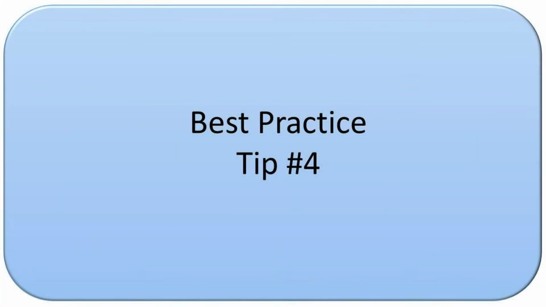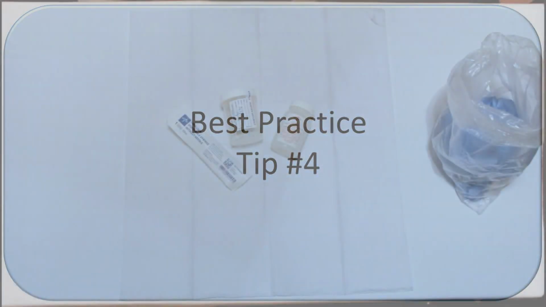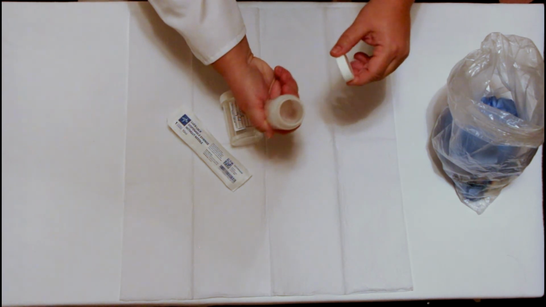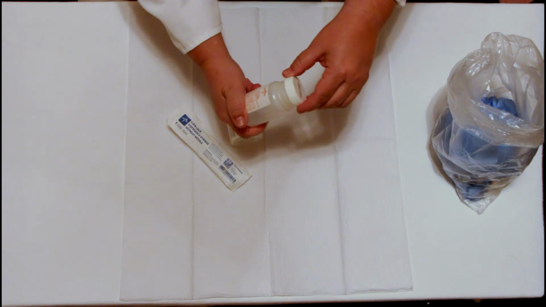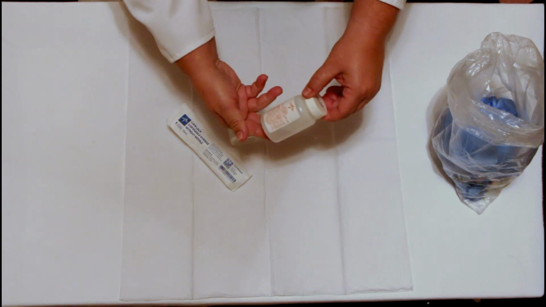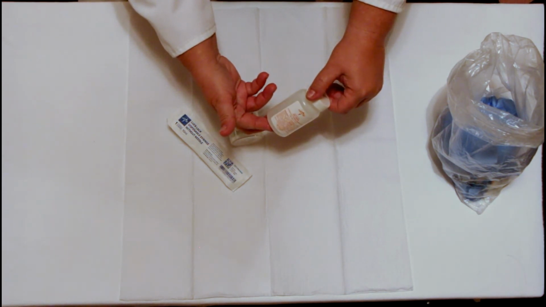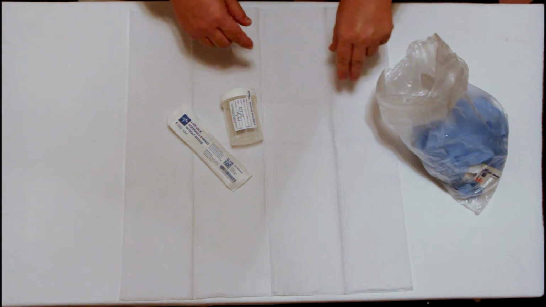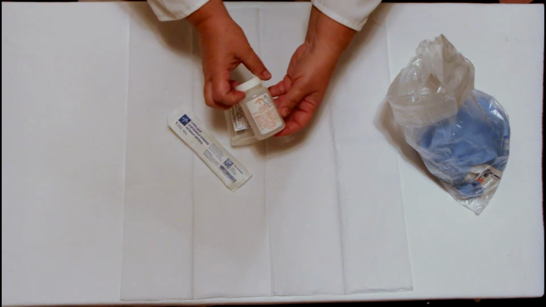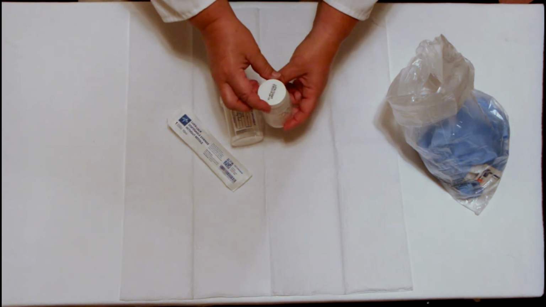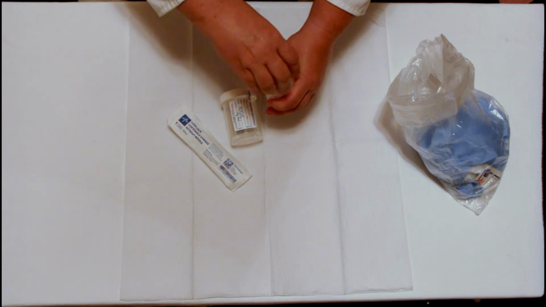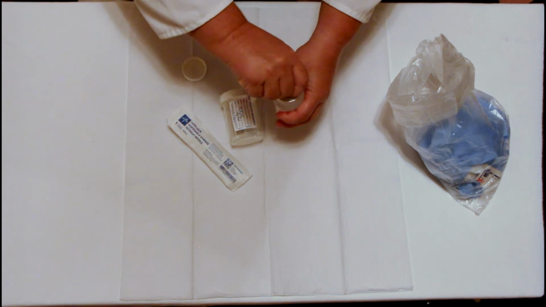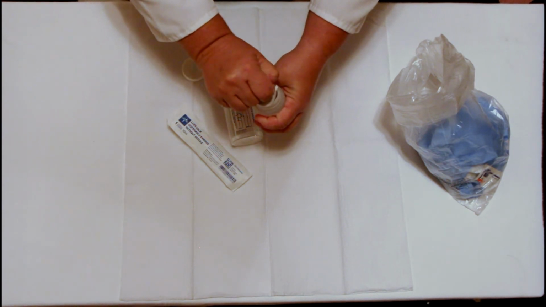Best practice tip number 4. Opened saline must be stored in the refrigerator and may be used for up to 7 days. The container should be properly labeled with the date opened and initials. This container is not properly labeled and must be disposed of. A new container is obtained and properly labeled. Allow the solution to come to room temperature before applying to the new tissue growth, as cold solutions can inhibit new granulation for up to 16 hours.